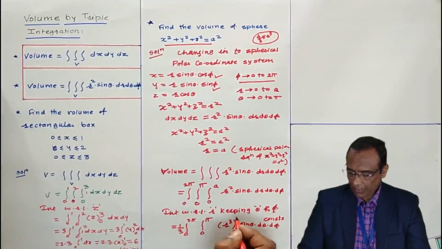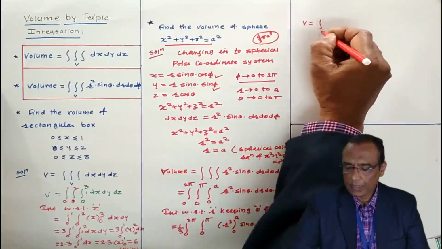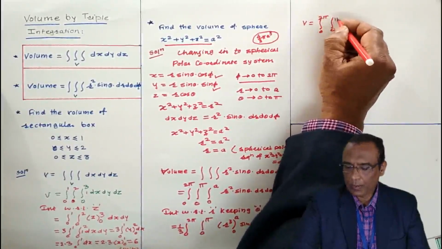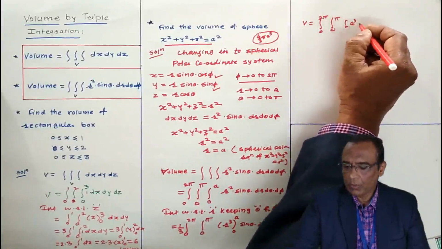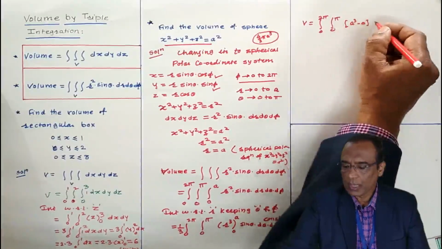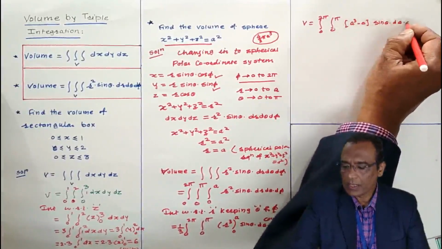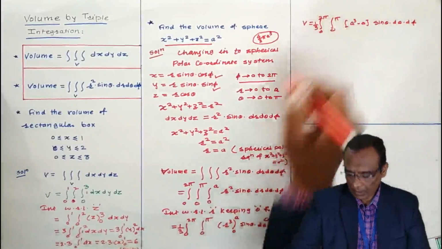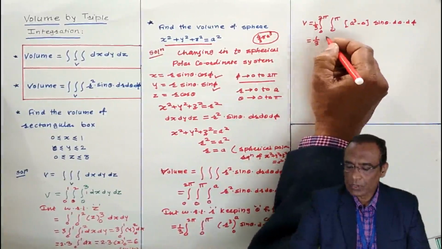Lower limit is 0 and upper limit is a. Just put the upper limit and lower limit. Integral 0 to 2 pi, integral 0 to pi. Put r equal to a, which means a cube. Put r equal to 0. Sin theta is as it is. d theta and d phi are as they are. The 3 I have to write outside of the integral because 1 by 3 is there. 1 by 3, 0 to 2 pi.